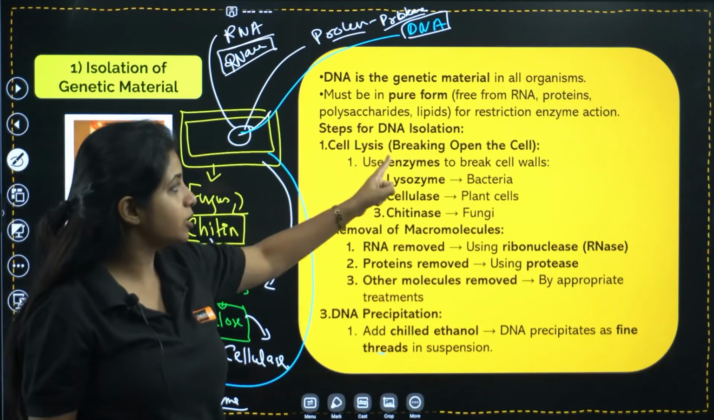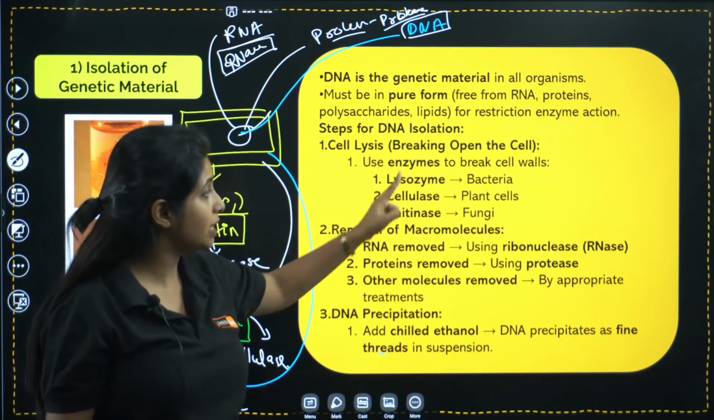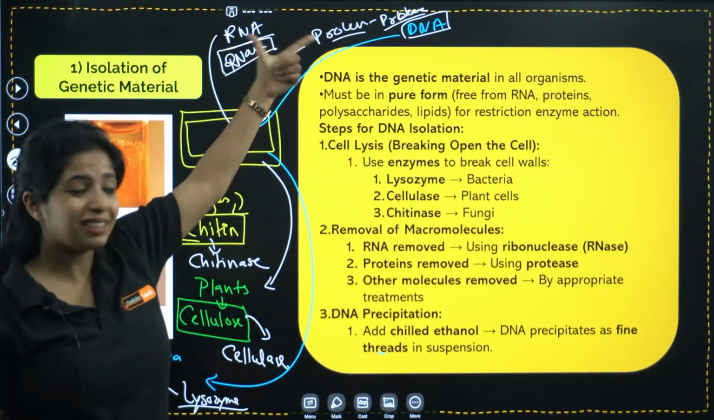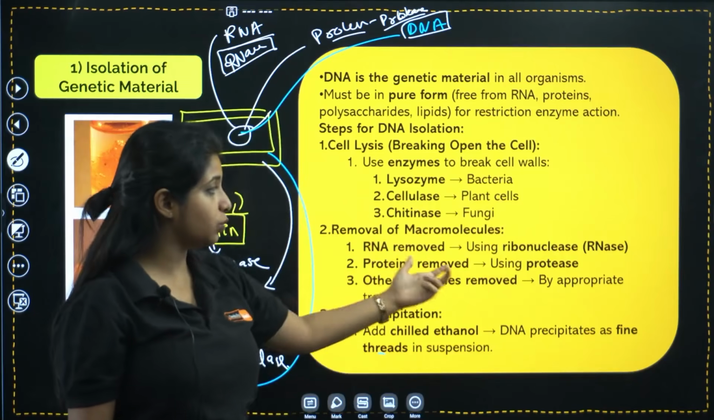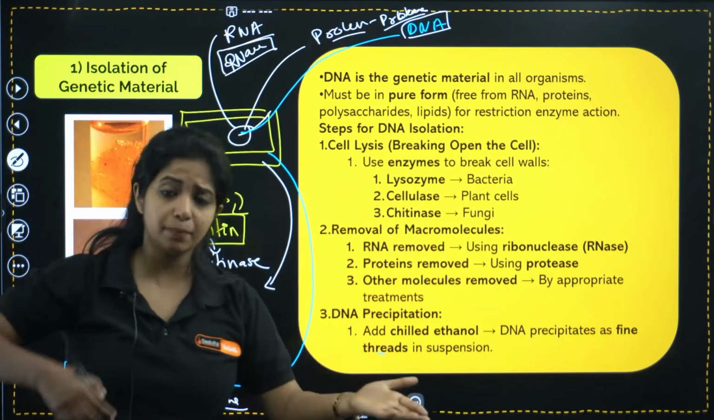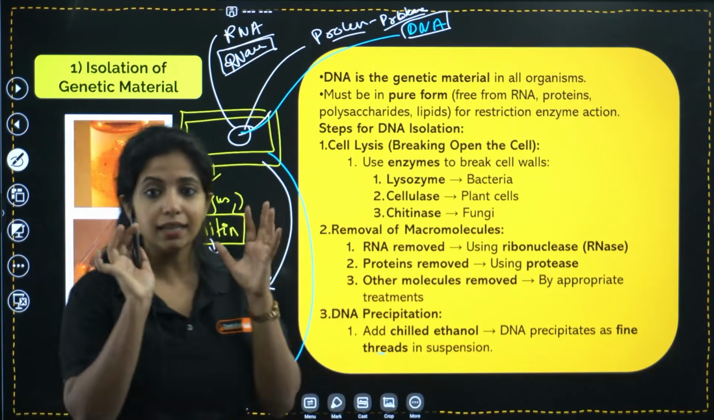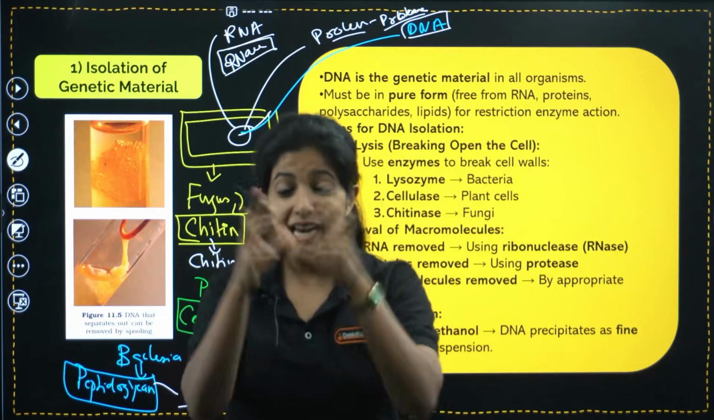First thing, cell lysis, breaking open the cell. Use enzymes to break the cell walls: lysozyme in bacteria, cellulase in plant cells, chitinase in fungi. Then removal of macromolecules: RNA is removed using ribonuclease, that is RNase, proteins are removed using protease, and other molecules are removed by appropriate treatment, such as lipase for fat. Now DNA is left behind, but this DNA has to be separated from everything else.